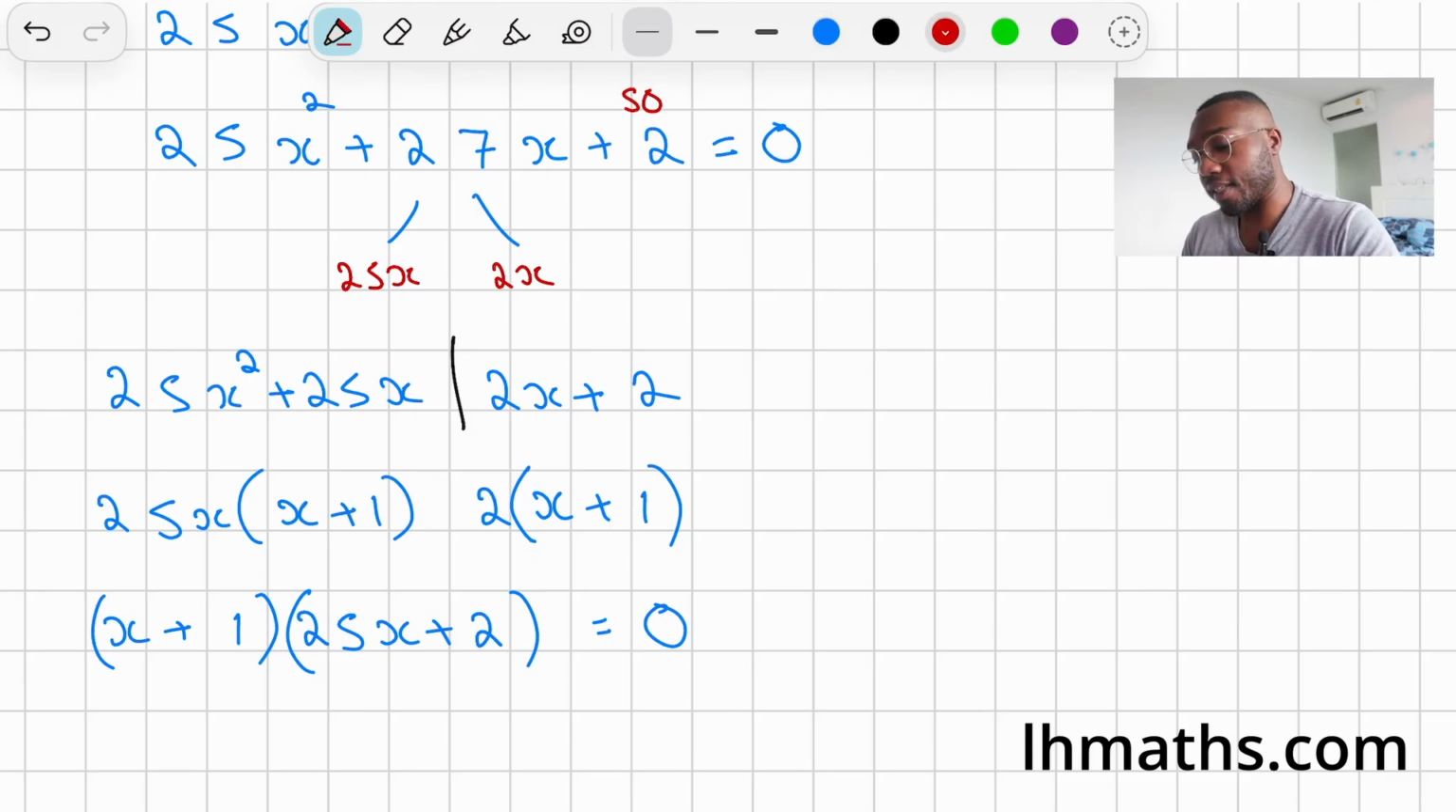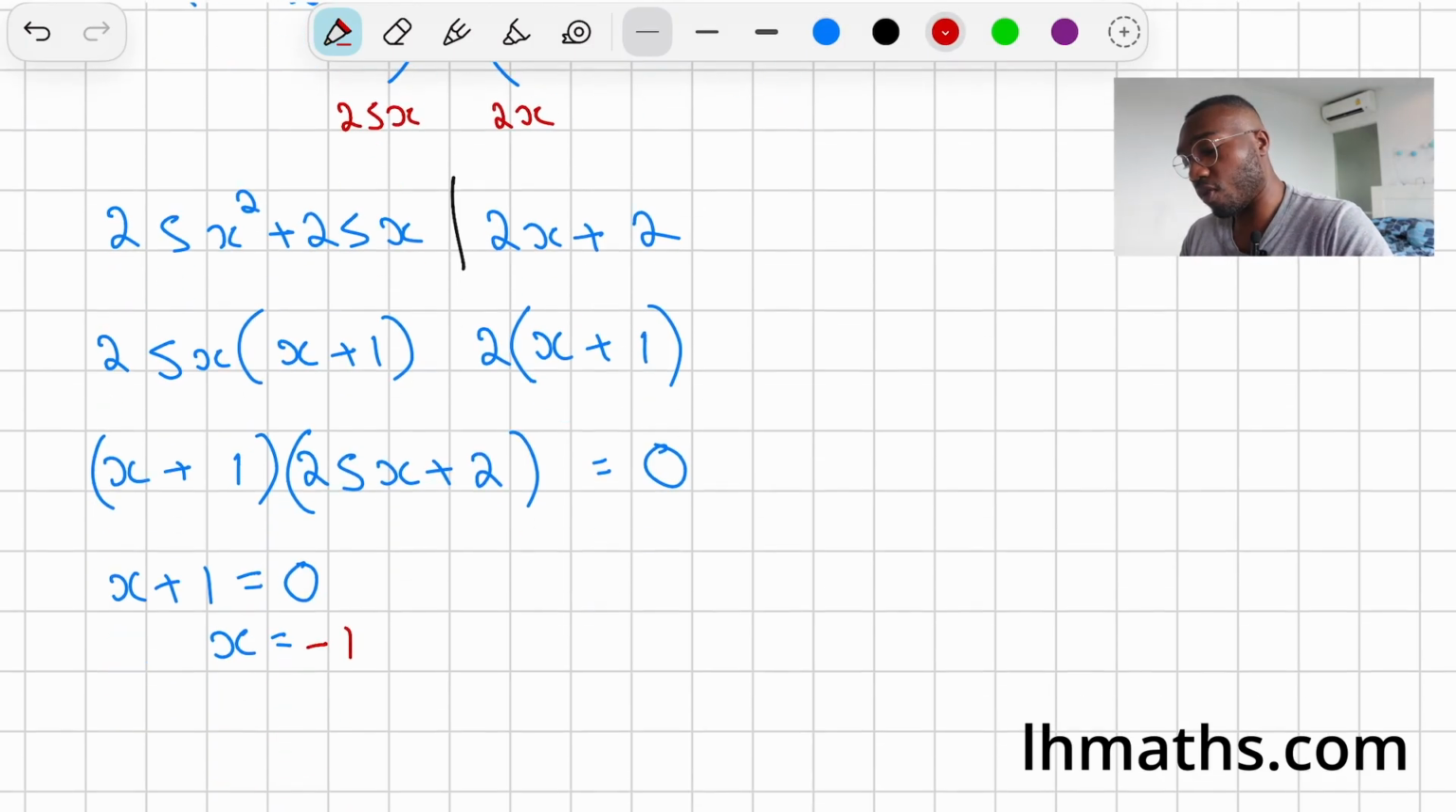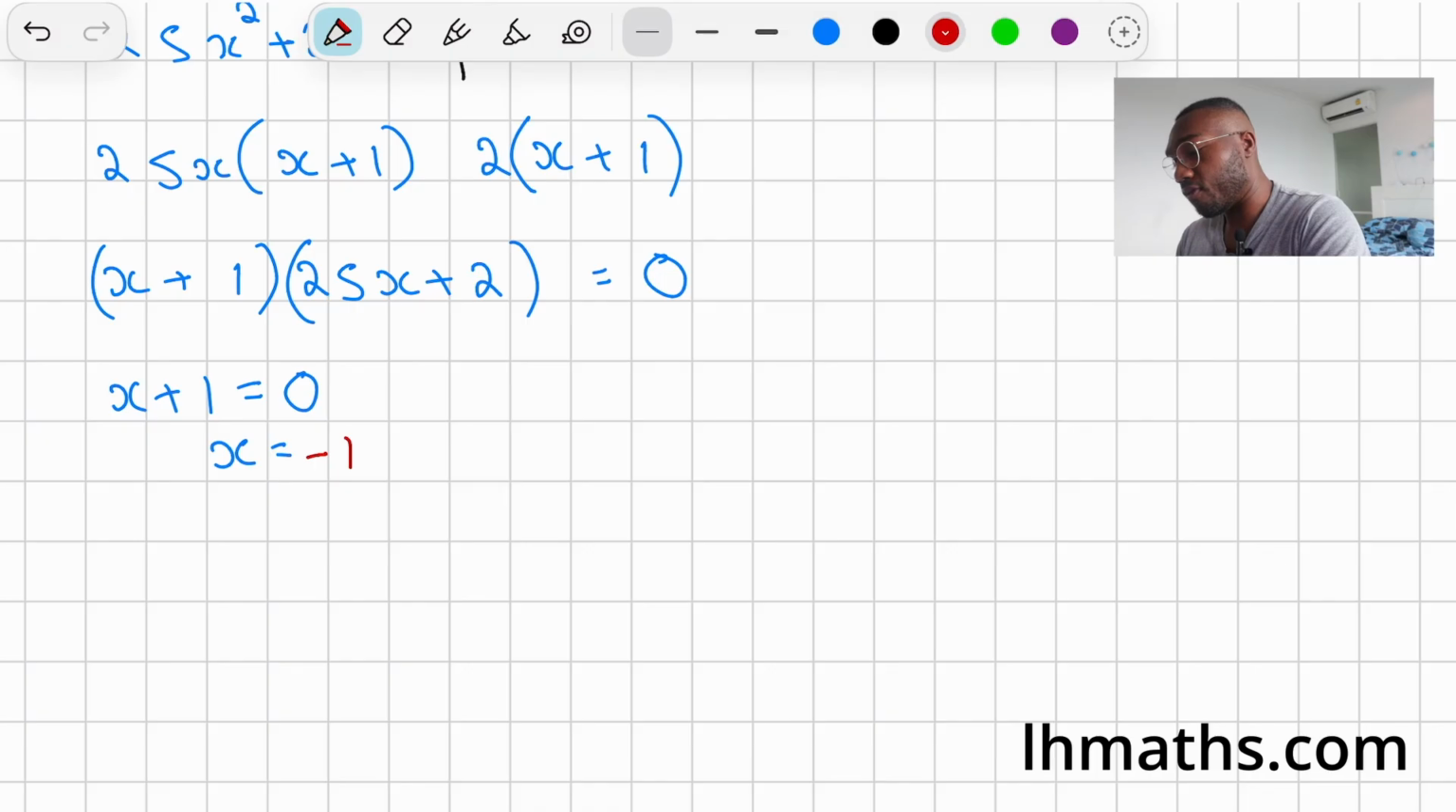Okay, so now that we've got that, we know that this is equal to 0, and therefore, if we work out what x is, we get x plus 1 is equal to 0. So we know that x is equal to minus 1. We scroll up again, and therefore we also have 25x plus 2 equal to 0, which means that x would be minus 2 over 25.